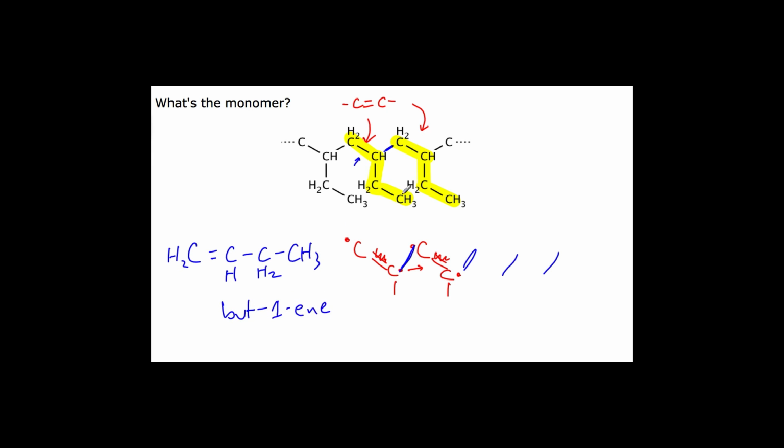So that monomer would be called but-1-ene. And they're probably the hardest ones to find. The simple alkenes are the hardest ones to determine the monomer for. If you have a halogen or a phenyl group or something like that, they're a lot easier to spot. But you do want to be able to try to recognize those different monomers from a polymer. And that concludes this video.